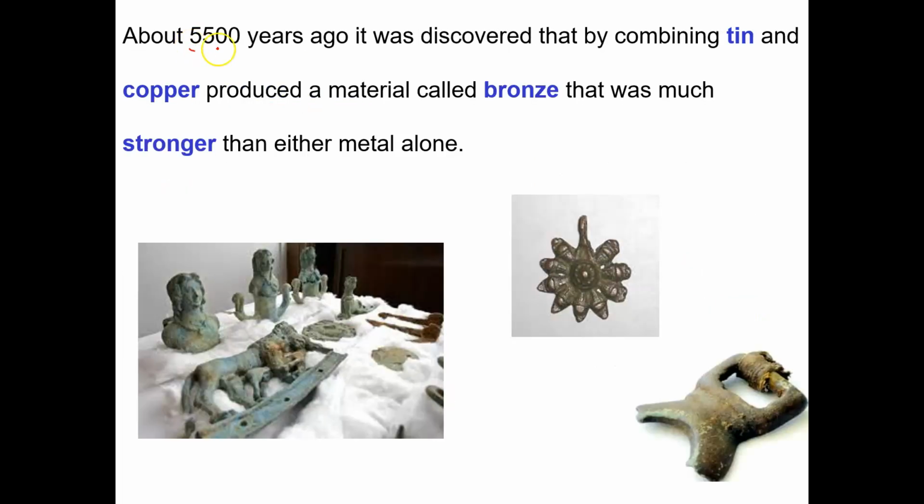Now, around about 5,500 years ago, it was found that if you add a tiny little bit of tin, or even quite a bit of tin, to copper, you get a material that is much, much harder than copper, called bronze. And bronze is also much, much harder than tin. And so this started what's called the Bronze Age, and we have a lot of Bronze Age artifacts, and it allowed people to do things like cast cannons, and there was a big leap in technology associated with the discovery of bronze.